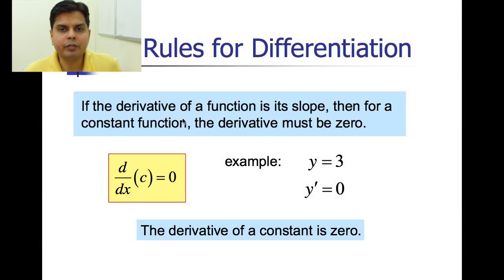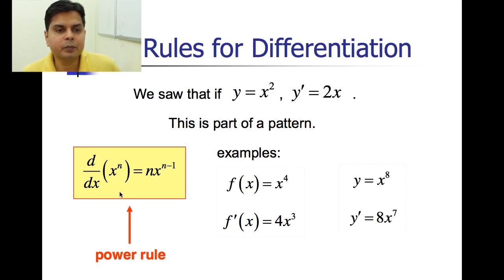We will see some rules for differentiation. If the derivative of a function is its slope, then for a constant function the derivative must be 0. So if you have a constant function c, then dc by dx is equal to 0. For example, if y is equal to 0, y prime is equal to 0. Next we will see the power rule, that d by dx of x to the power n will be equal to n x to the power n minus 1. That is, this n will come here and you decrease the power of x by 1. For example, if f of x is equal to x to the power 4, your f prime x will be 4x cube. If y is equal to x to the power 8, it will become 8x to the power 7.